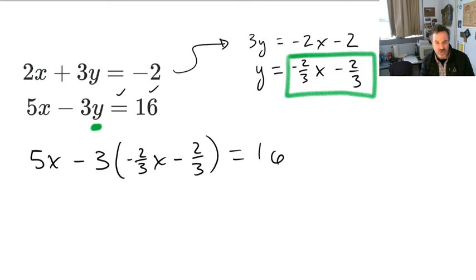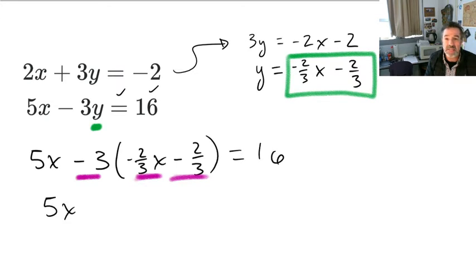So I'm going to distribute this negative 3. So that means that I'm going to multiply this negative 3 by both the negative 2/3 x, and I'm going to multiply it by the negative 2/3, the distributive property. So I'll go ahead and rewrite the 5x, but then negative 3 times negative 2/3 x is going to become positive 2x, plus 2x. And then negative 3 times negative 2/3 is going to become positive 2, plus 2, and that still equals 16. Looking good, looking good.